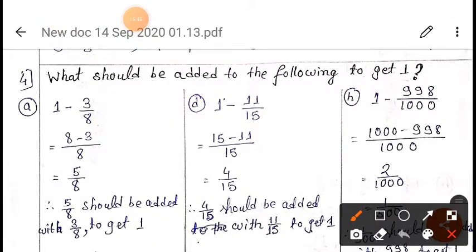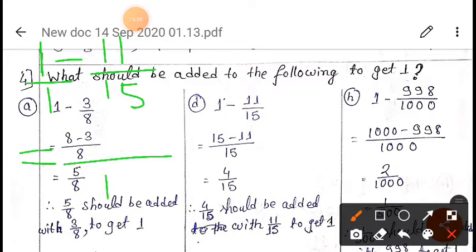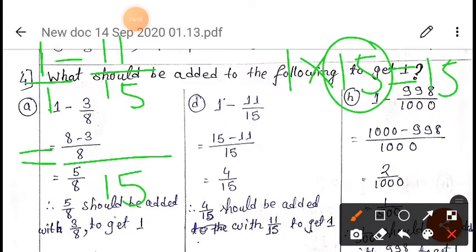So in question number D, it is 11 by 15. What we will do, we'll just subtract 1 minus 11 by 15. Since nothing is written here, it means 1, right? So what will be the LCM here? LCM will be 15 itself. In the multiple of 1, 15 comes from 1 into 15 equal to 15, right? So this 15 should be multiplied with this 1, so we get 15 here.